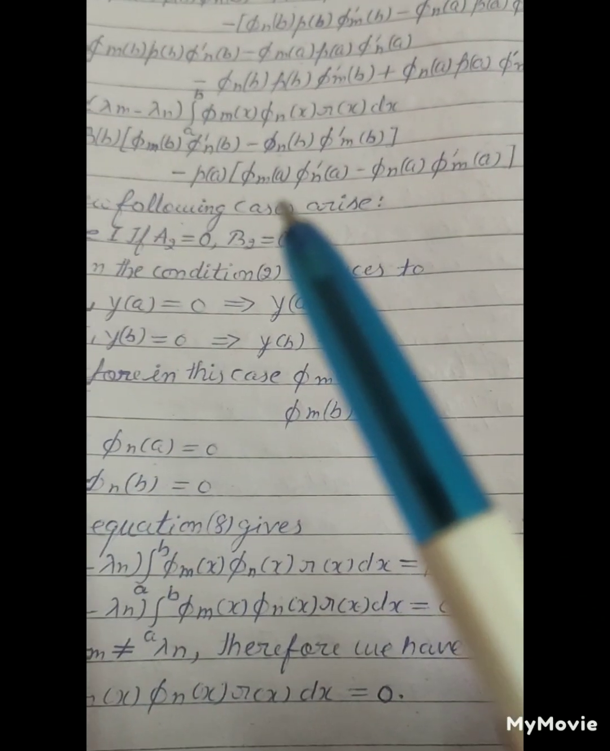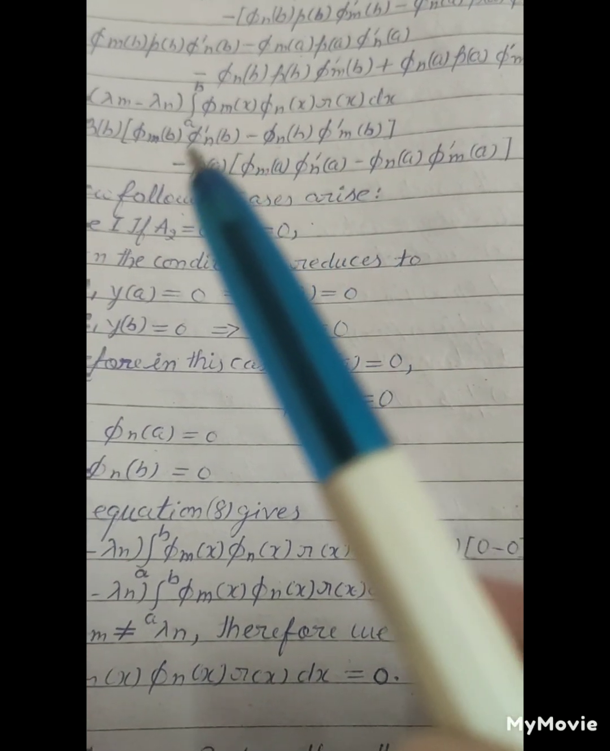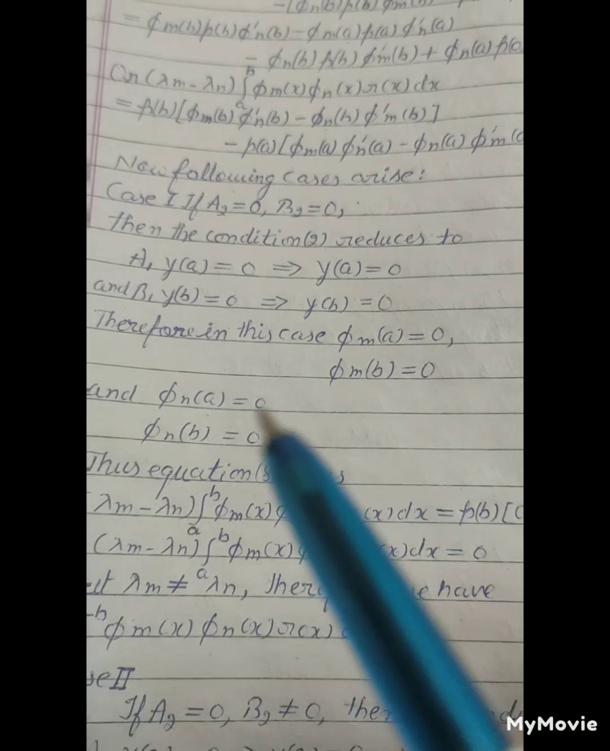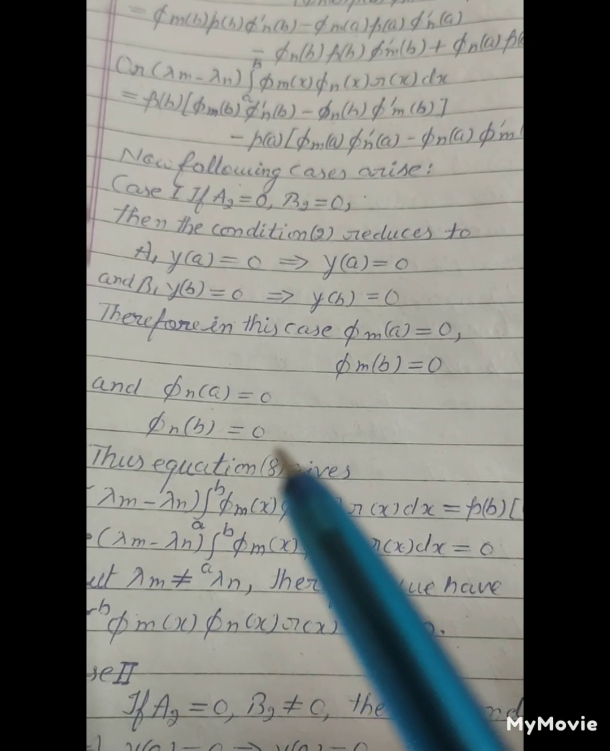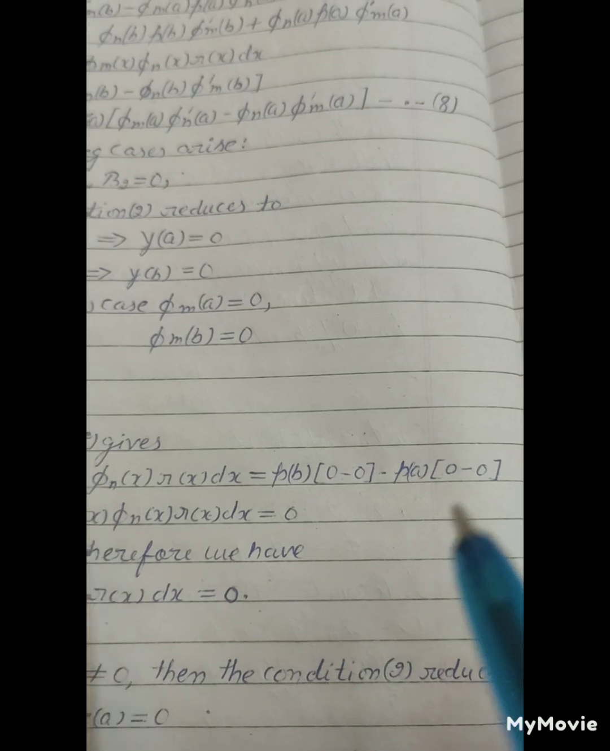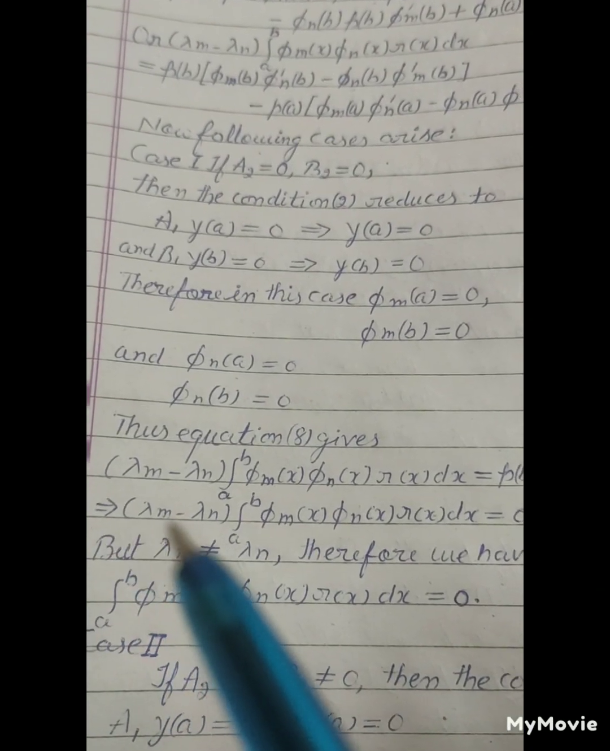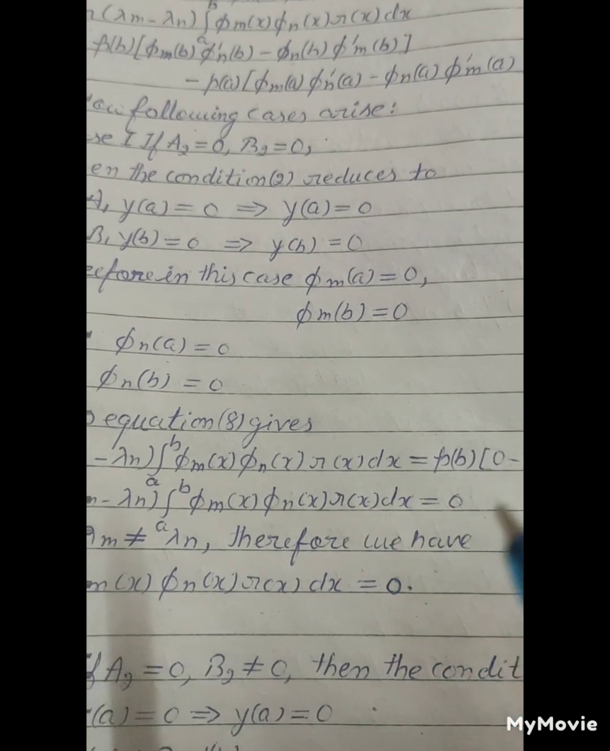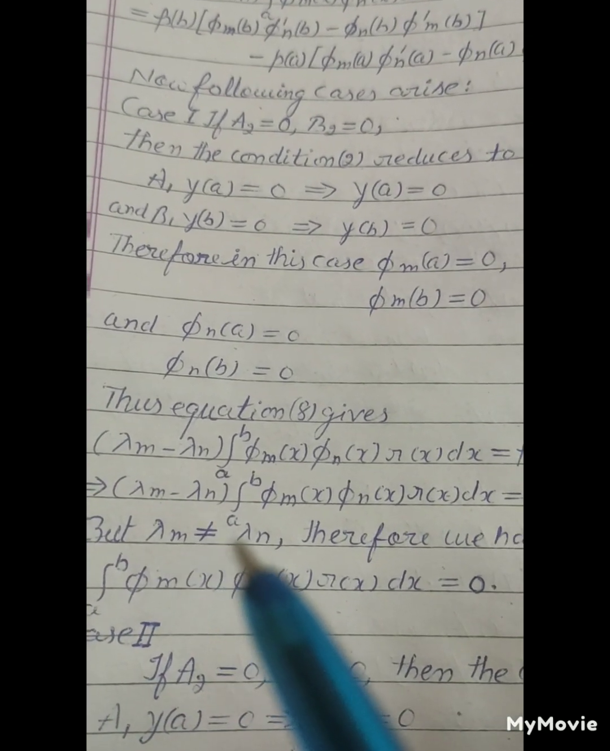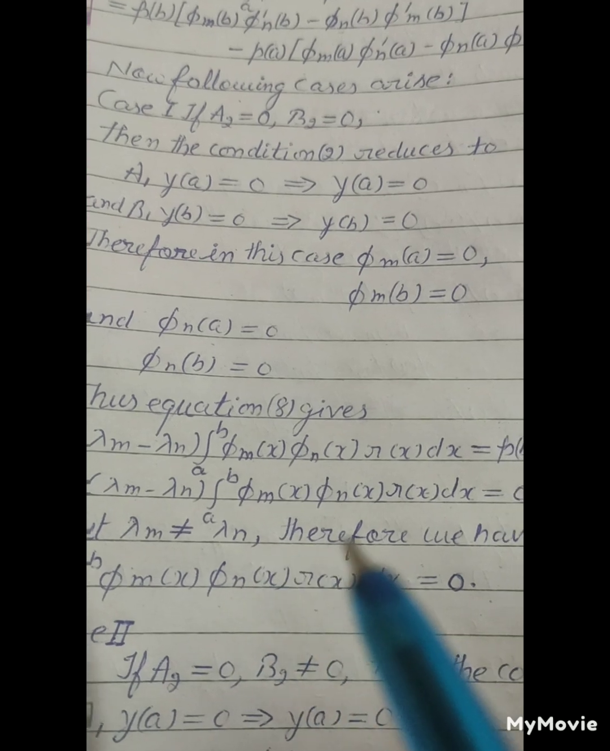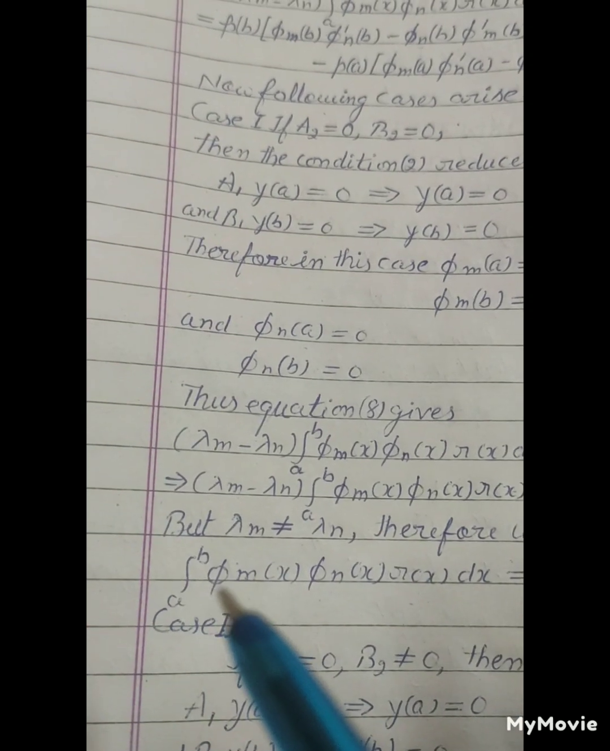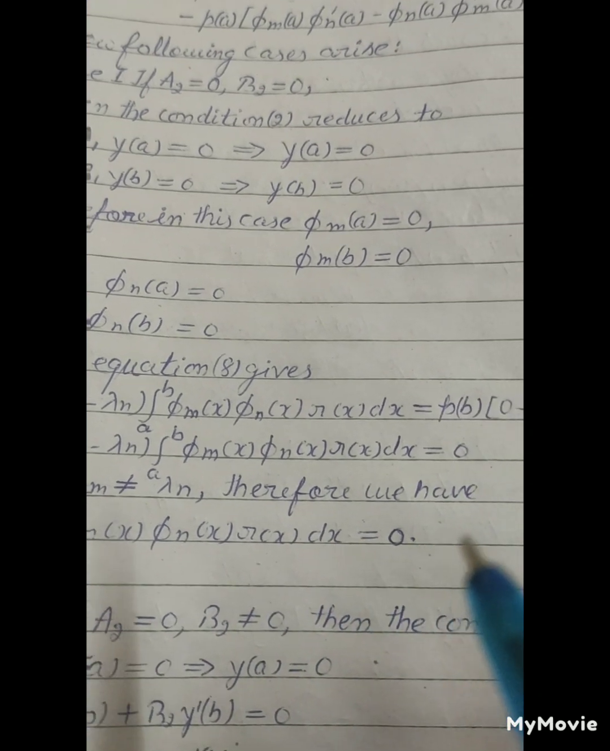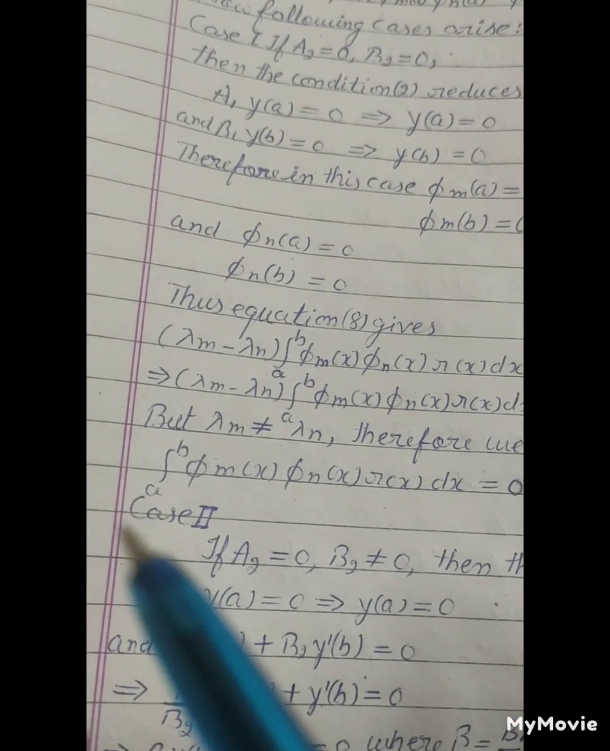In equation 8, both these terms will be equal to 0, as the values of φm(a), φm(b), φn(a) and φn(b) are 0. So this equation gives (λm − λn) ∫ from a to b of φm(x) φn(x) r(x) dx equals 0. But λm is not equal to λn, therefore we have ∫ from a to b of φm(x) φn(x) r(x) dx equals 0.